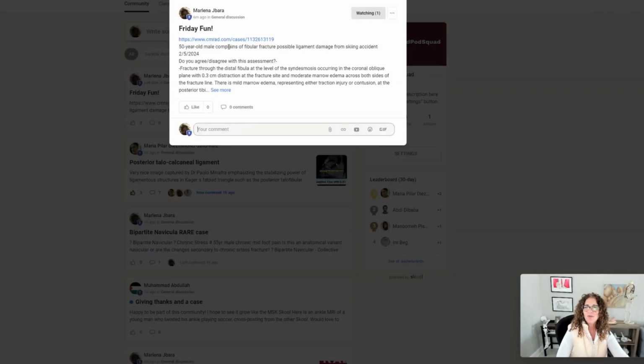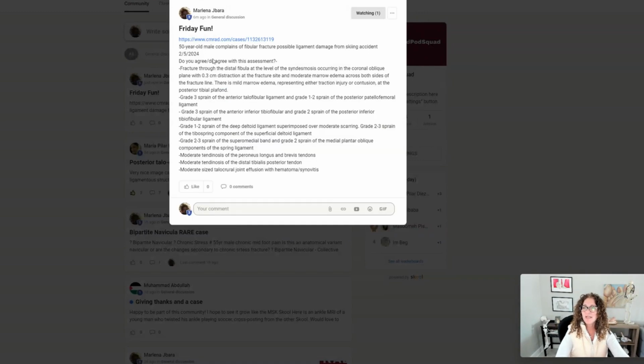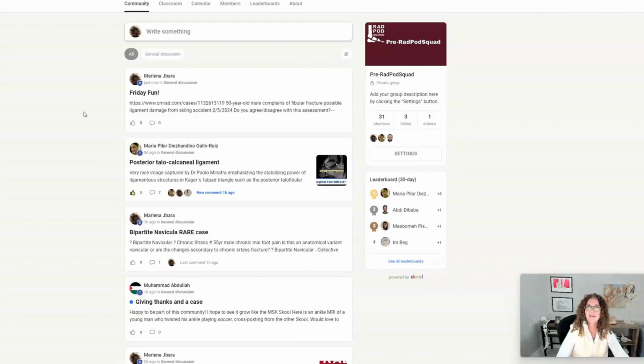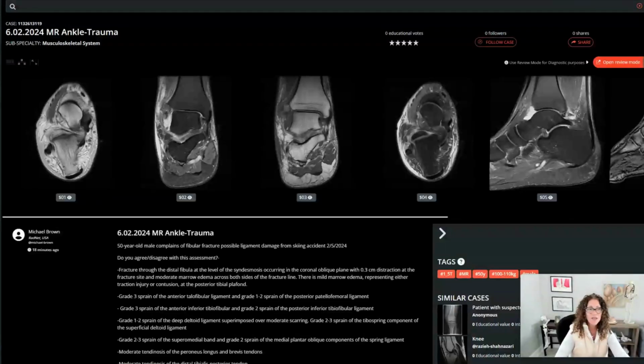This is a 50-year-old male who complains of a fibular fracture and possible ligament damage from a skiing accident sustained almost a week to 10 days ago. And let's take a look. There were a bunch of findings that have occurred here. There's fractures, there's sprains of the anterior talo, grade 3 anterior inferior talo, grade 1 to 2 deltoid tendinosis. So let's take a look together and assess what we can so we can go to collective minds.